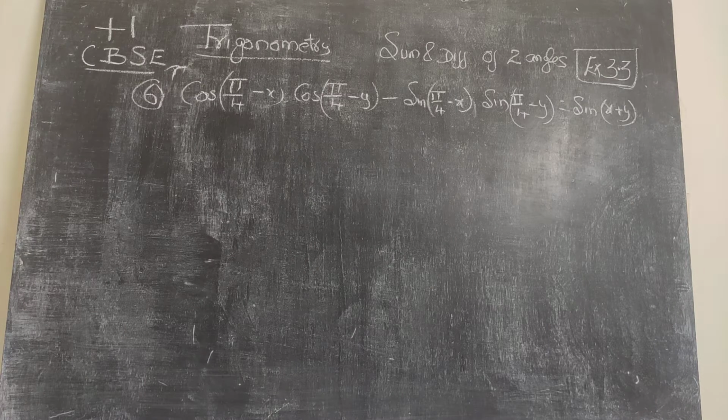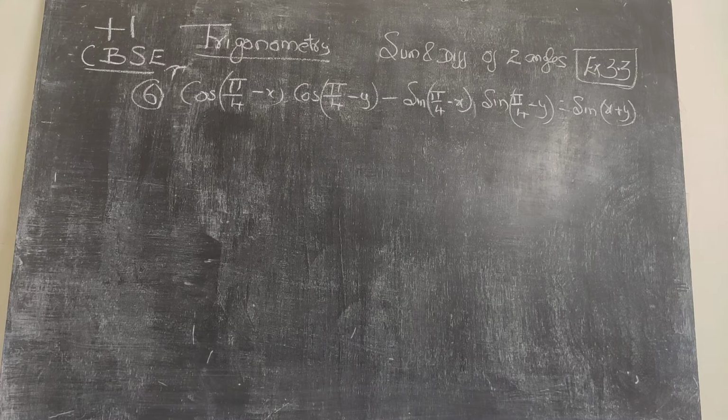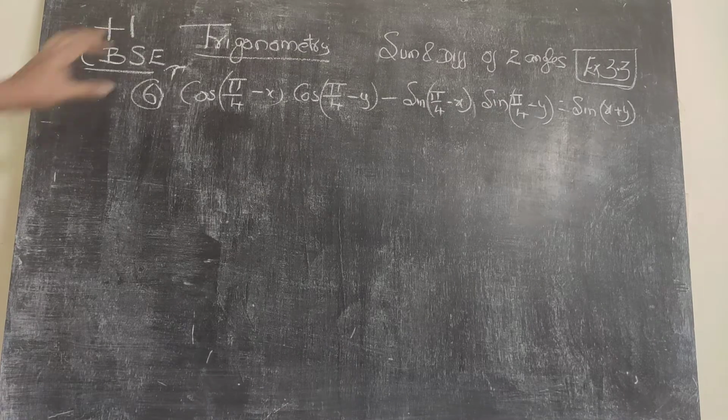Welcome to Plus One CBSE Maths Chapter 3 Trigonometry, Sum and difference of two angles. Exercise 3.3. Examples and up to first 5 problems were discussed in earlier videos, and today we are going to see further sums.